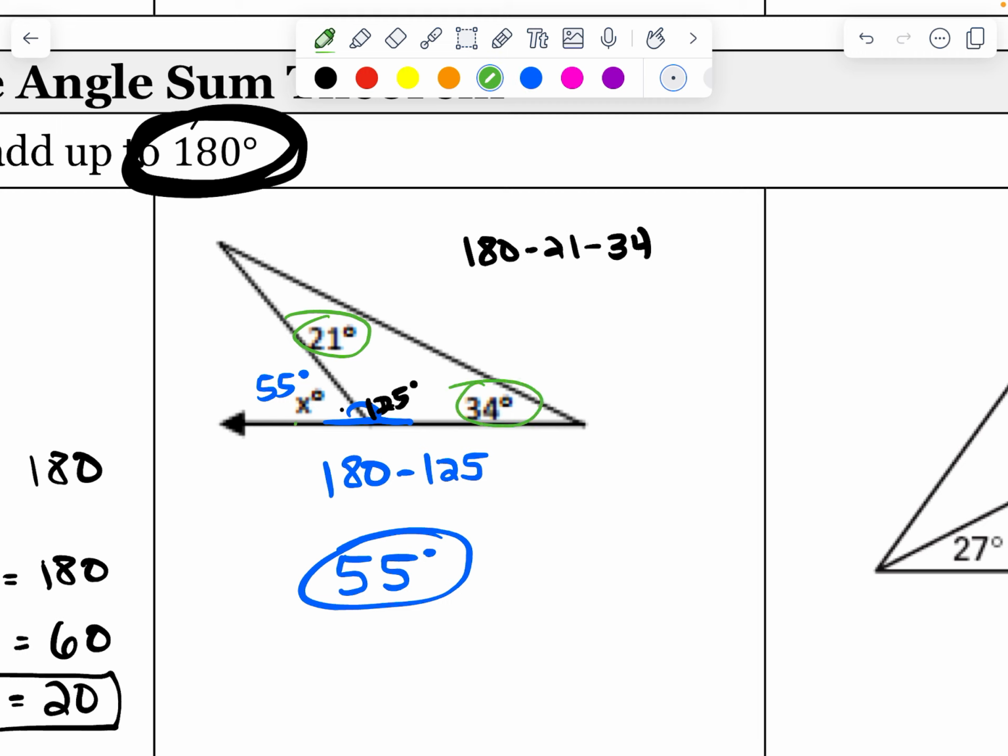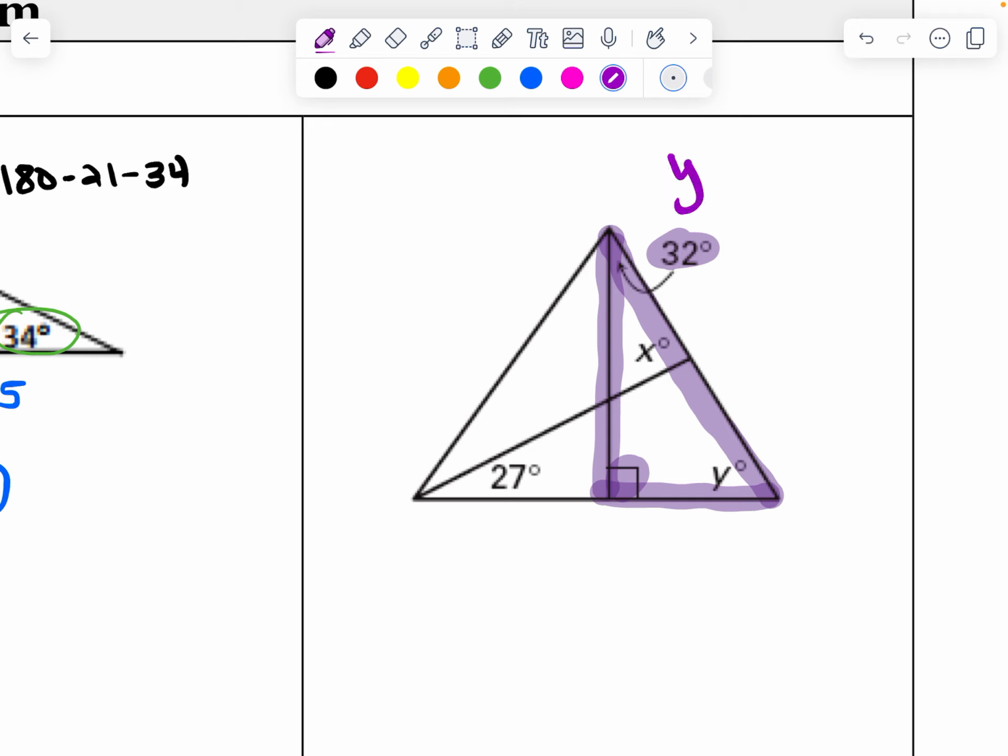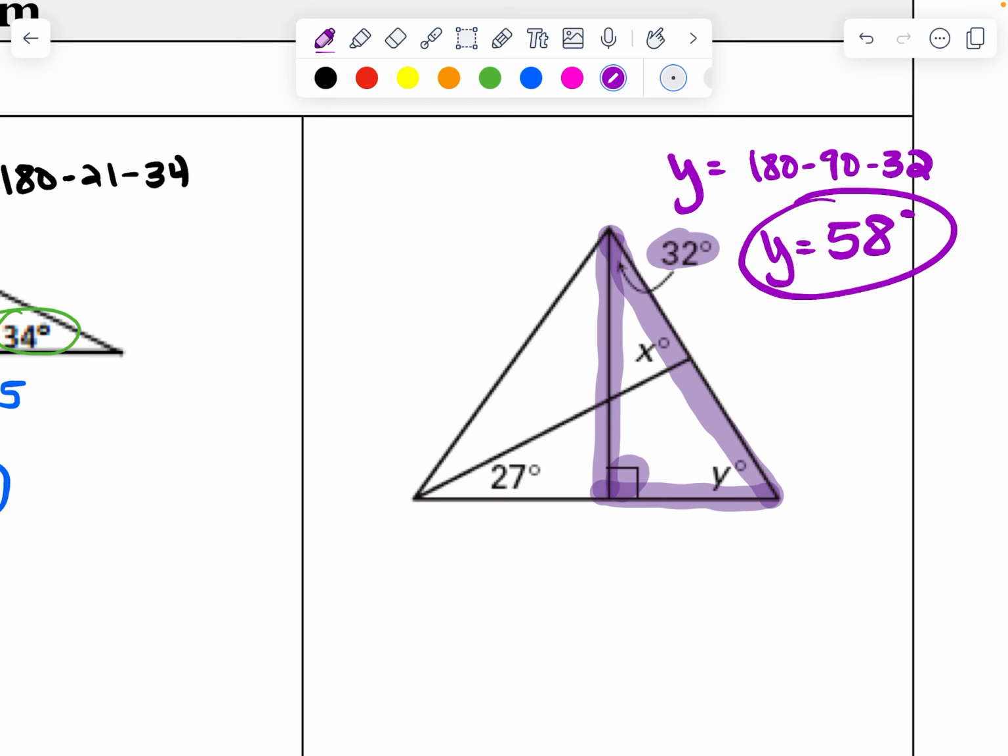I have to see which triangles I have. So I've got this triangle right here. That's a triangle where I have a 32, a 90, and a y. So that means I can figure out y by doing y equals 180 minus 90 minus 32. It's 58 degrees, because that's all that was there. And then the x is part of this triangle right here.